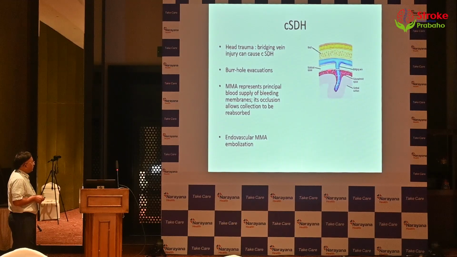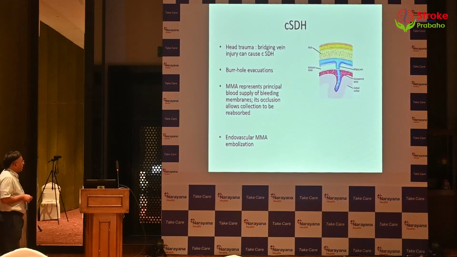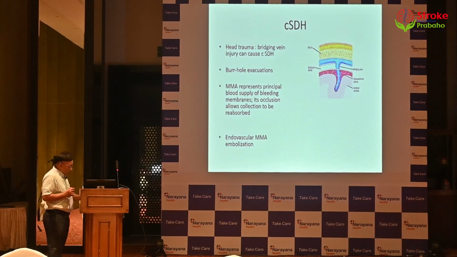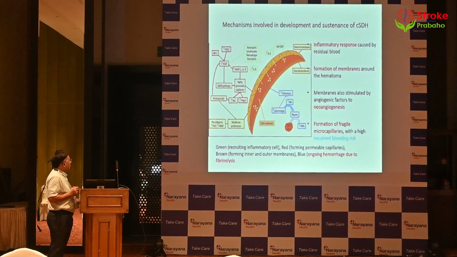So bridging vein injury may produce chronic subdural hematoma. The standard treatment is burr hole lubrication. So why are we doing middle meningeal artery embolization? Because the middle meningeal artery represents the principal blood supply to the bleeding membrane, and occlusion allows the collection to be reabsorbed. Along the hematoma there is formation of a membrane, and this membrane is supplied by the middle meningeal artery. So that's why endovascular MMA embolization came into concept.